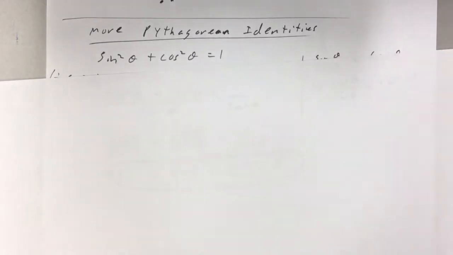Okay, in this video we're going to look at a couple more trig identities, basic identities, and then we're going to move on to proving some identities that don't look so obvious.